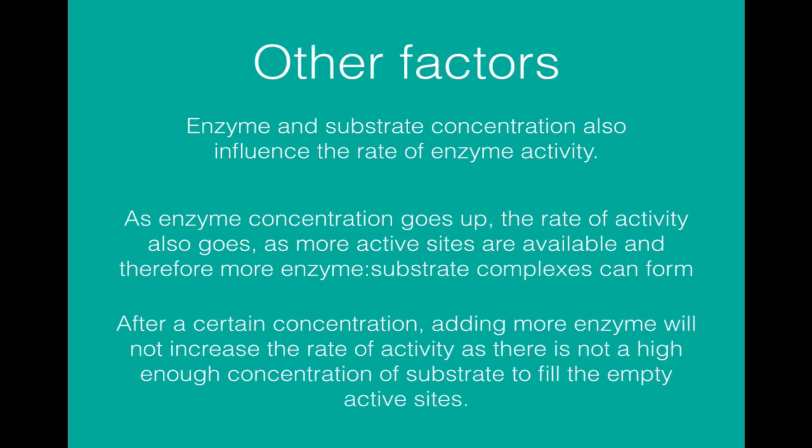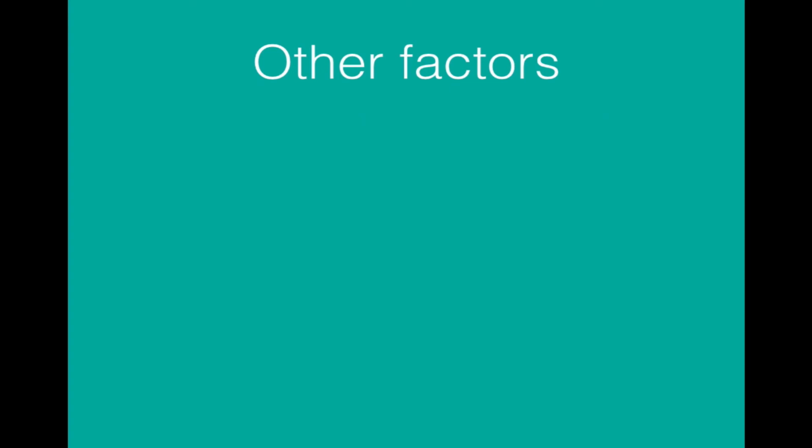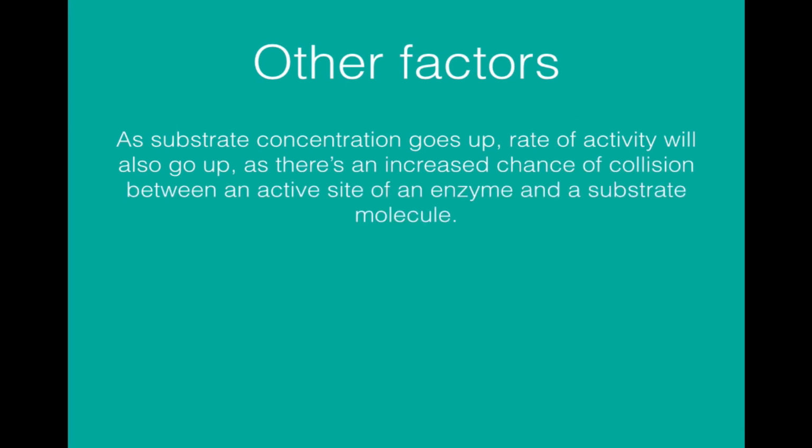Once you reach a certain concentration, adding more and even more enzyme will no longer increase the rate of activity. And that's because there's only so much substrate around, so there's going to be active sites that are empty, at least some of the time. The final factor is substrate concentration. Now, as substrate concentration goes up, the rate of activity will also go up.